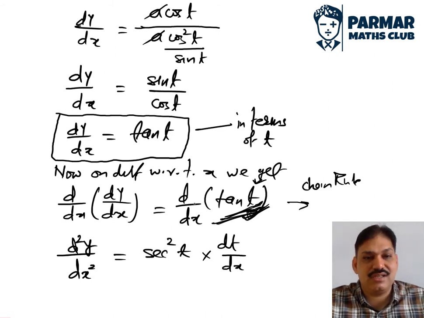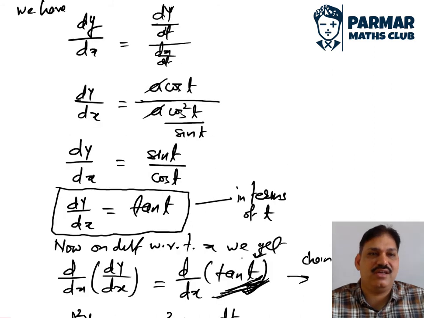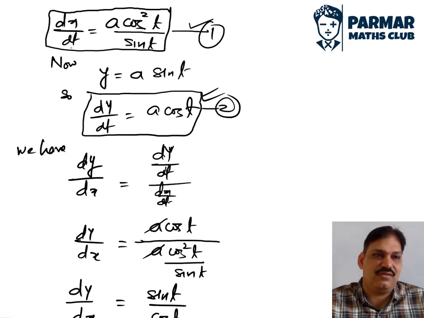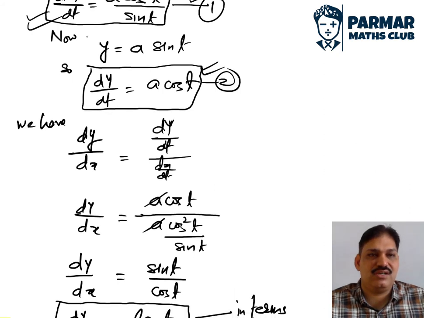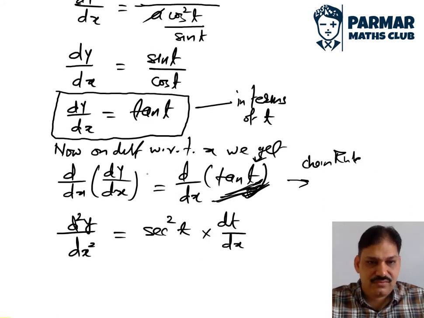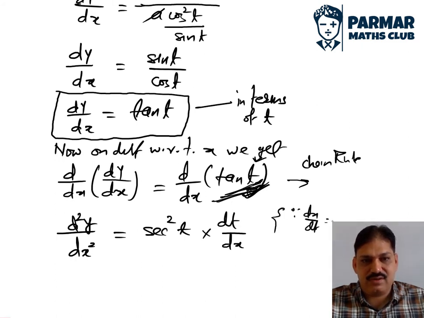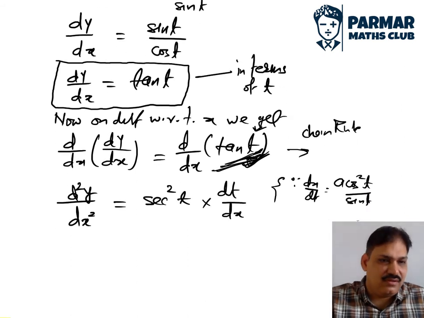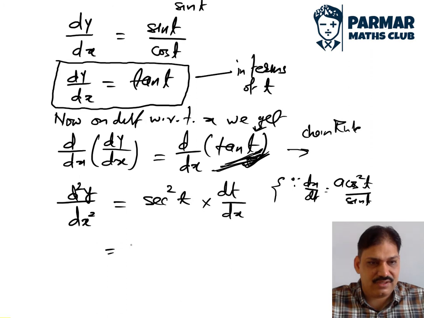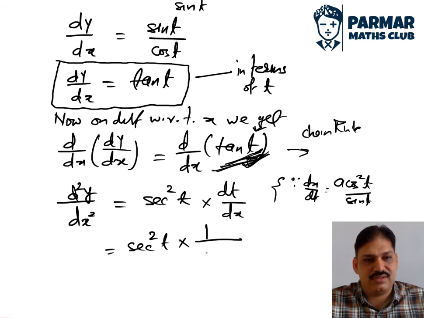Now dt by dx is nothing but the reciprocal of dx by dt. Dx by dt is a cos square t upon sin t. So since the derivative of x with respect to t is equal to a cos square t upon sin t, simply its reciprocal will be dt by dx. So we have sec square t into the reciprocal of this, which is a cos square t upon sin t.